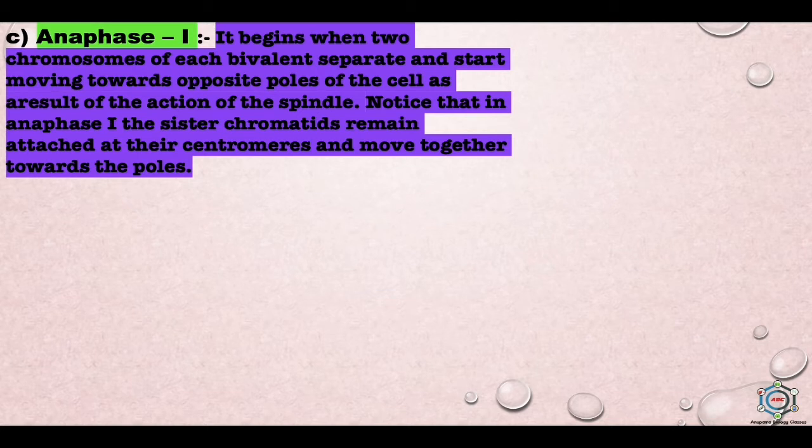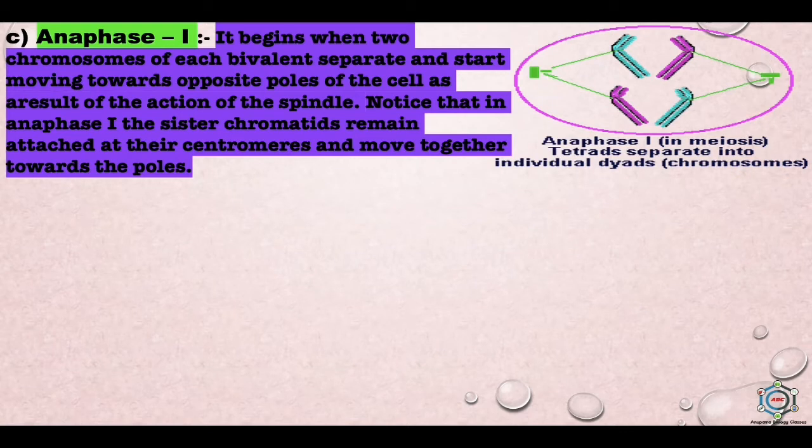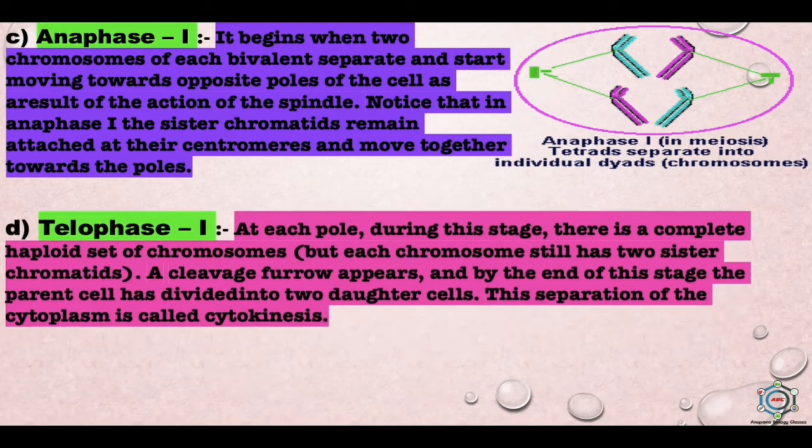It begins when two chromosomes of each bivalent separate and start moving towards opposite poles of the cell as a result of the action of the spindle. Notice that in anaphase first, the sister chromatids remain attached at their centromere and they move together towards the poles, which you can see in the picture. This is the stage of meiosis anaphase first. Here the tetrads separate into individual dyads, that is chromosomes.